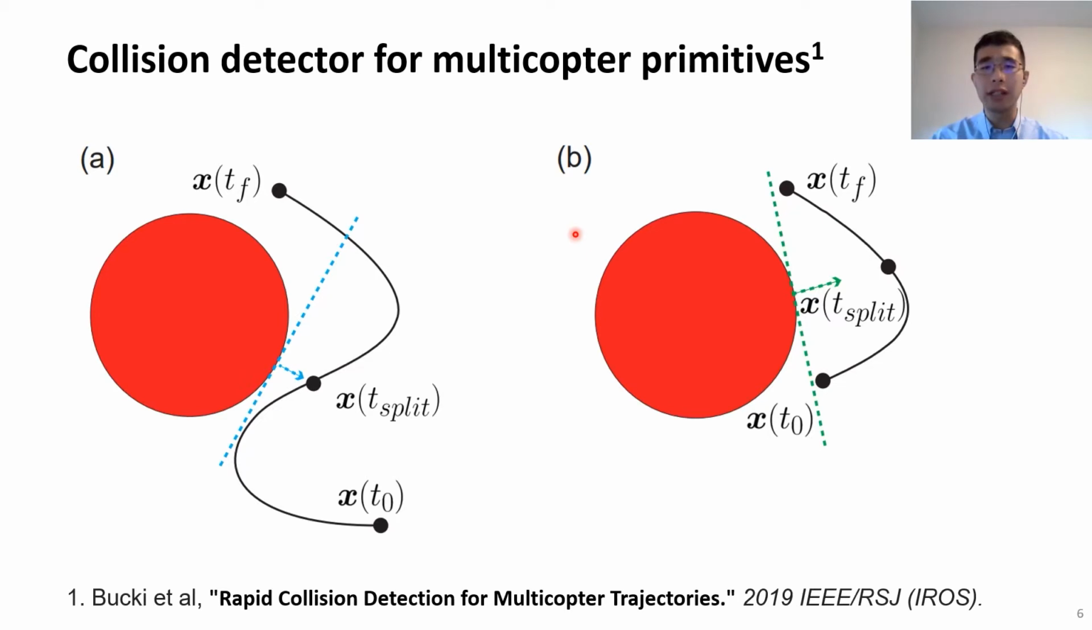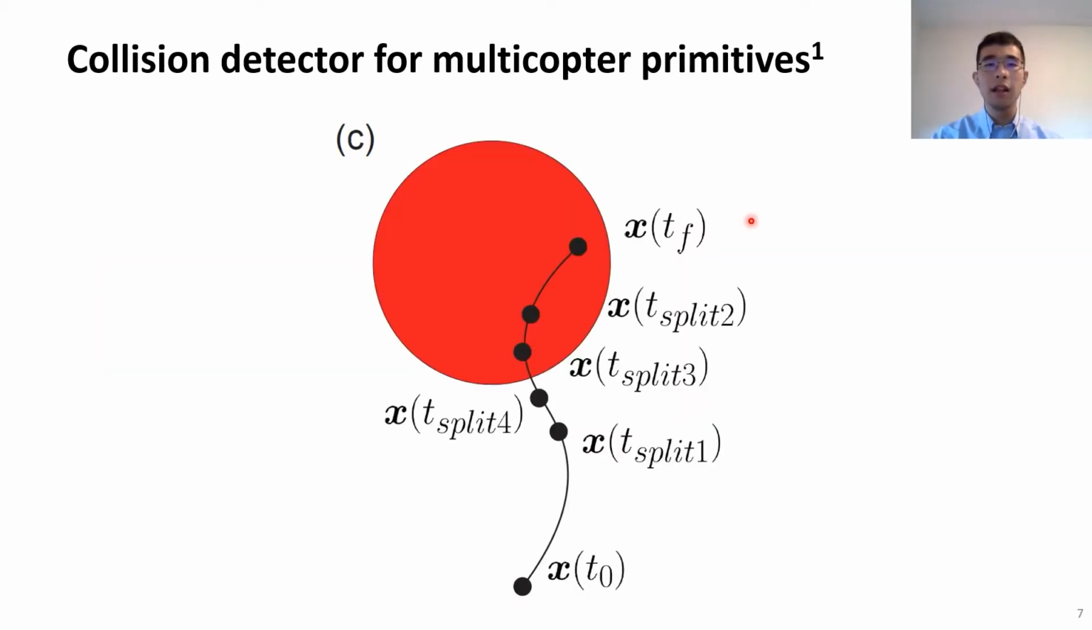If the primitive crosses the plane, it will then bisect the primitive with respect to time and check each piece. If both pieces of the primitive do not cross the new plane generated here, then we know the primitive itself will be safe. For a primitive that leads to a collision, we can estimate the collision time by keep bisecting the primitive until the piece involving collision, like here, is smaller than the threshold.